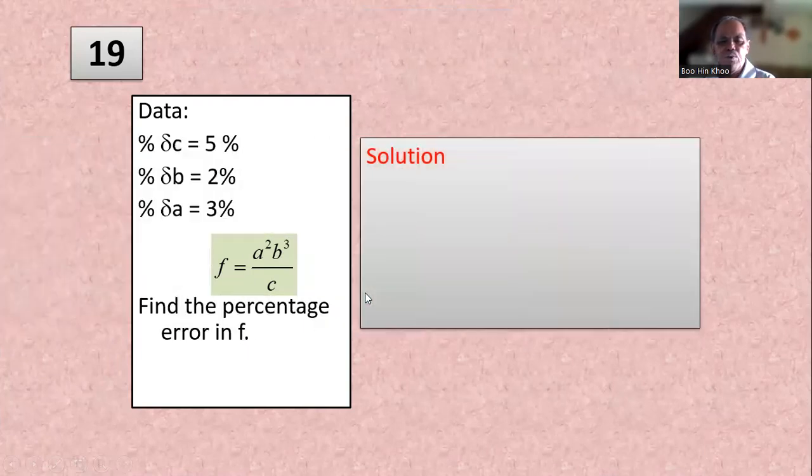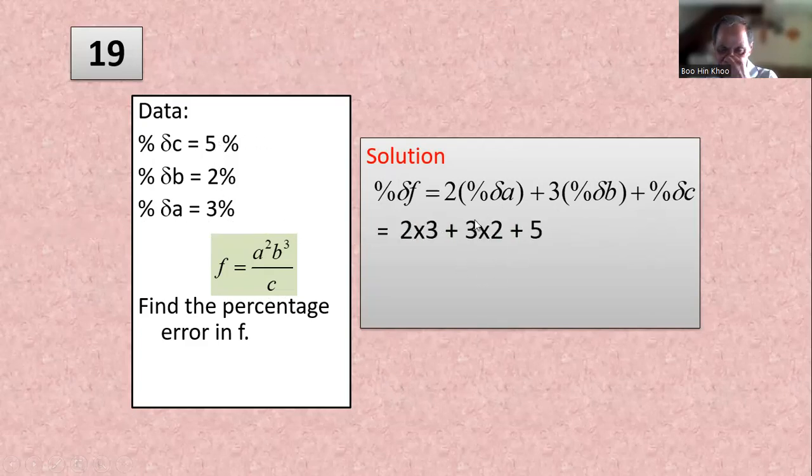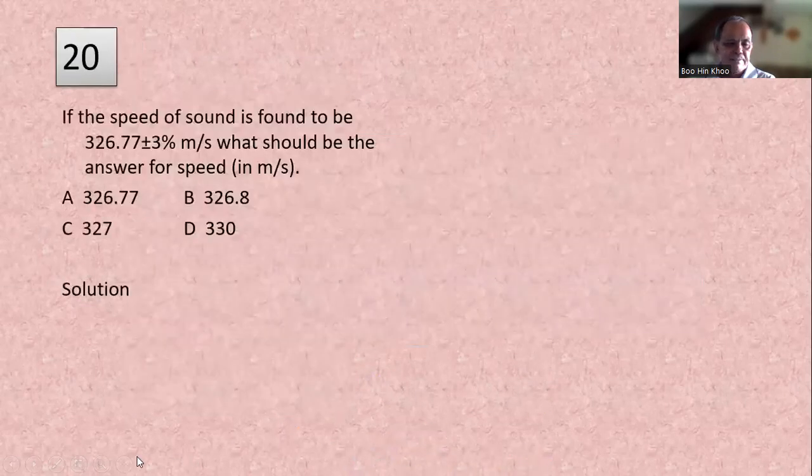So as before, right, we add the percentage error in A, percentage error in B, percentage error in C. But because of this power 2, we multiply by 2. Because of the power 3, we multiply by 3. There's no power here, so there's no multiplication. So we just add this one, put in the values. 2 times the percentage error in A, 3%. 3 times the percentage error in B, 2%. The error in C is 5%. So add them up, 17%.